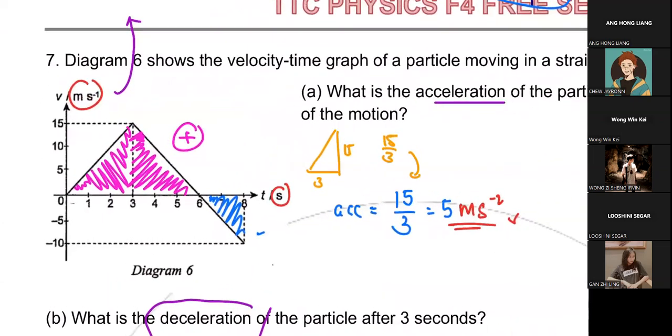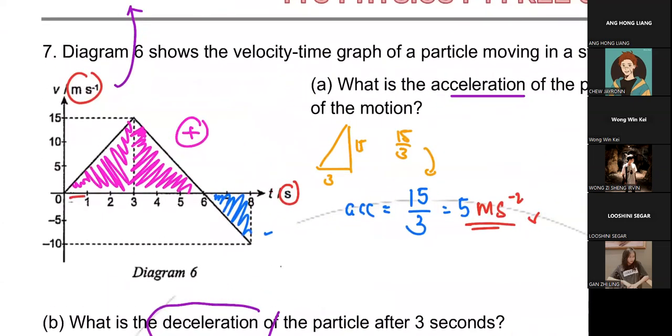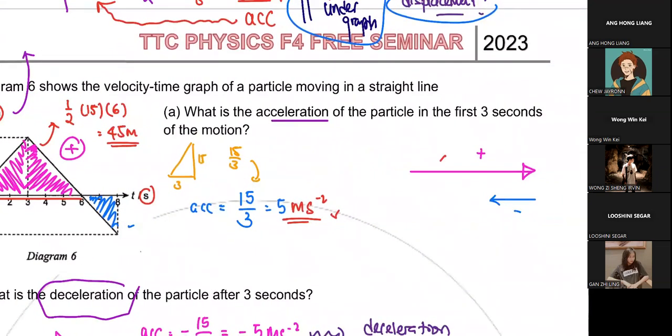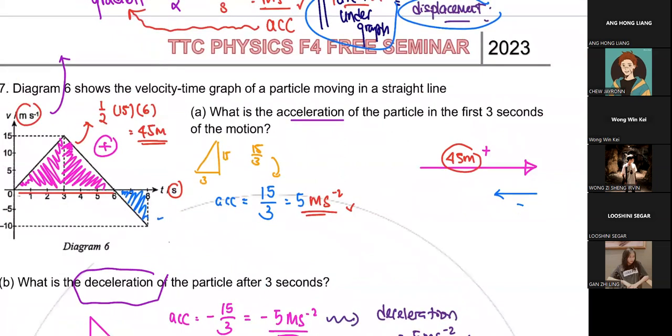Okay, the answer is, if you see here, this is 6, right? Hey, you don't know how to calculate your triangle. Half times height. Height is 15, right? The base is 6, right? So therefore, this is actually 45 meters. Yeah, you didn't multiply by half. So the pink is actually 45.